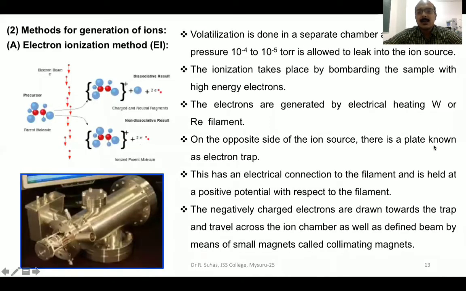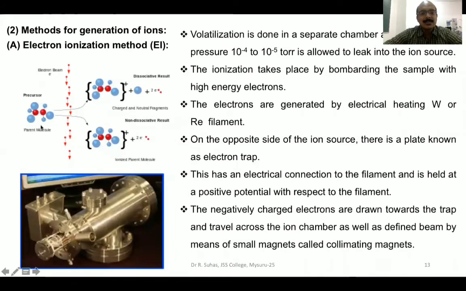The second component in the mass spectrometer is ionization. There are different types of ionization techniques, and we have to study them one by one. The first one is the electron ionization method, in general called EI. This is one of the simplest and most widely used methods for the ionization of molecules in the mass spectrometer. Here, this is a molecule.